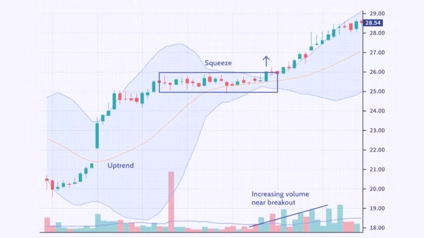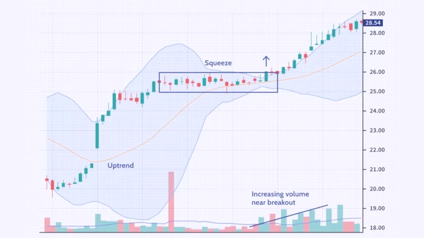Another way to use Bollinger Bands is as a squeeze strategy. A squeeze occurs when the price of an asset moves very aggressively and then suddenly begins to move sideways in a narrow range. A trader can easily see what is happening with the price of an asset because the upper and lower Bollinger Bands are moving closer to each other.